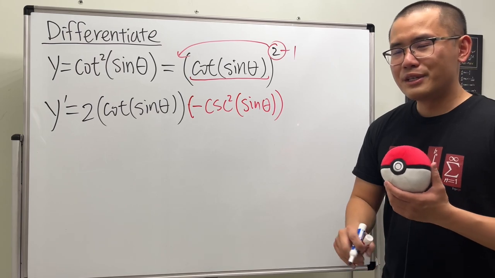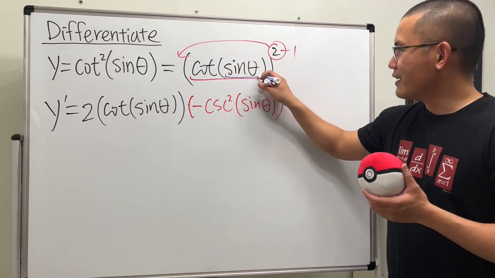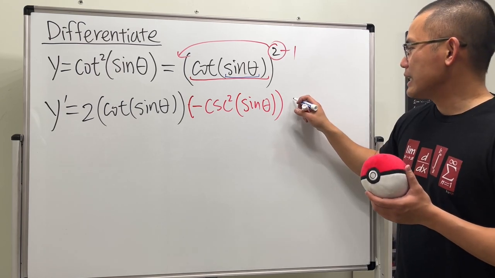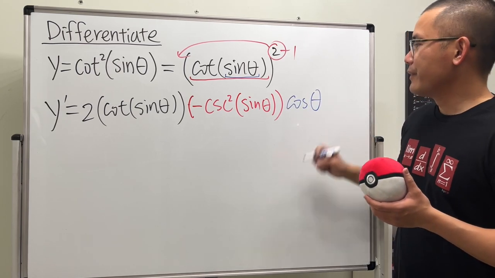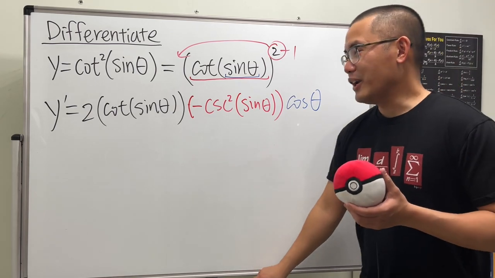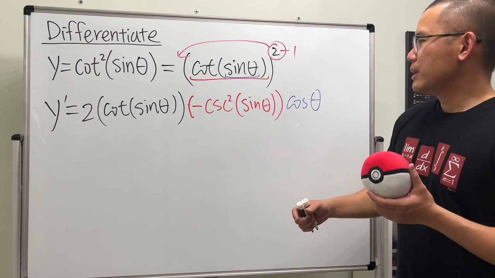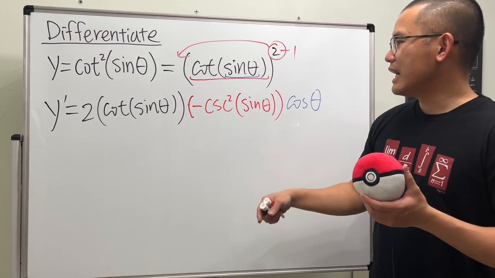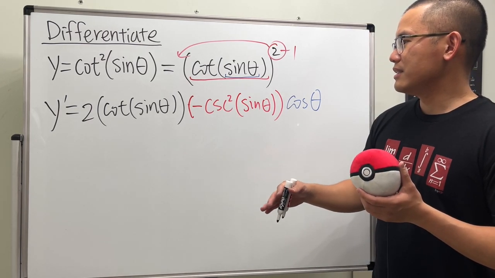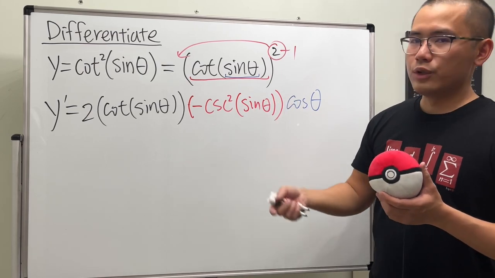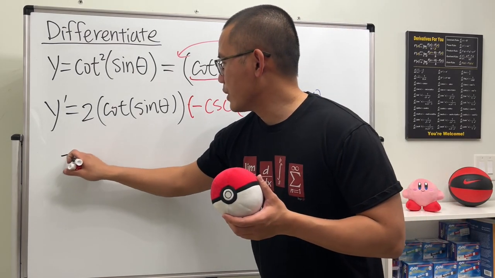But we're not done yet, because we have one more here. What's the derivative of sine theta? Cosine theta. So we just have to multiply that right here. So you see that this is the chain reaction that we have. And at the end, perhaps we'll just put the negative on the outside and then just write things down. Maybe we'll put the cosine theta all the way in the front as well. So this is what we're going to have.